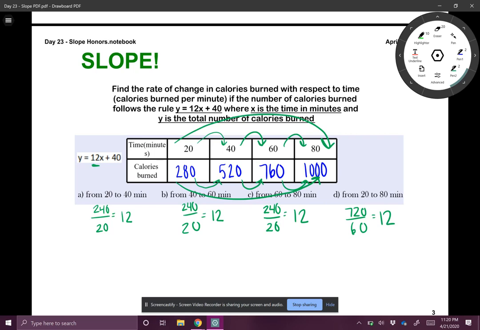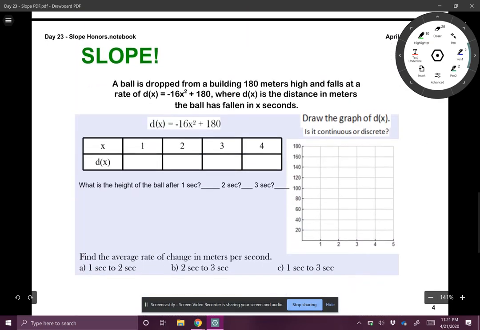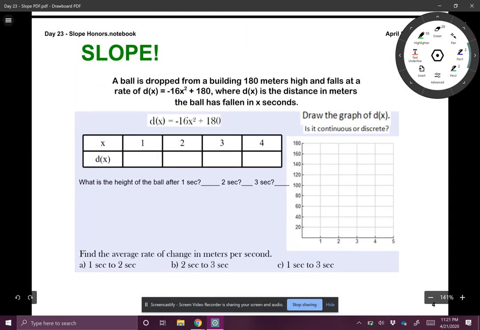So finding slope over an interval, or an average rate of change, is just looking at different parts of our table to determine what the slope is. We knew since our equation was linear that we should have gotten the same slope the whole time, and we did. Let's go ahead and look at quadratic now. So, slope from a quadratic function.